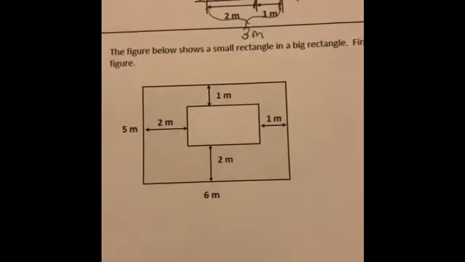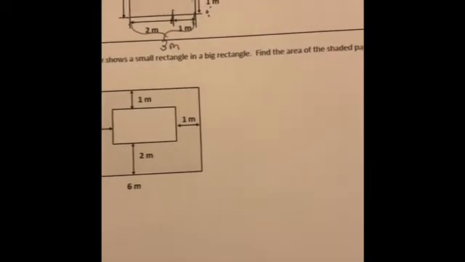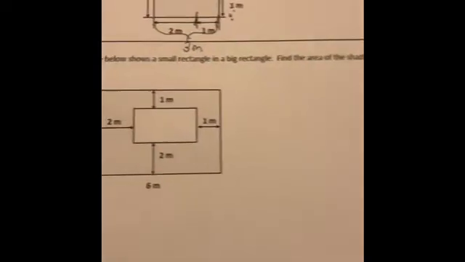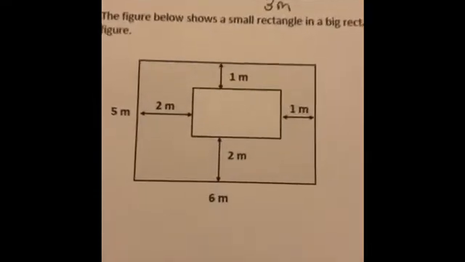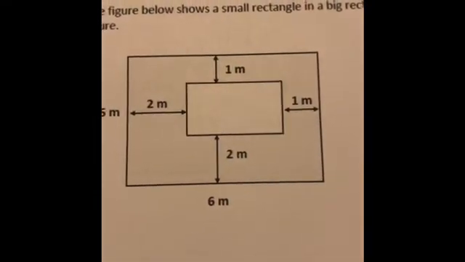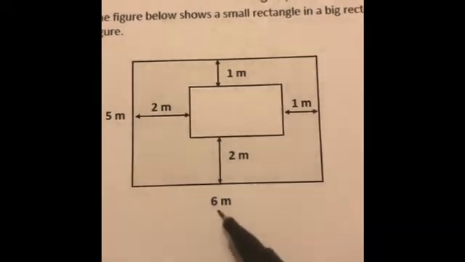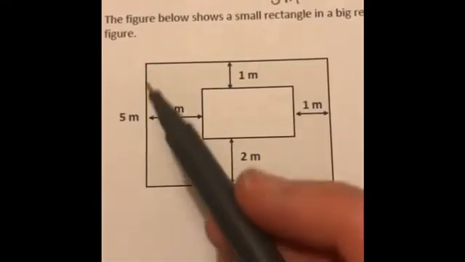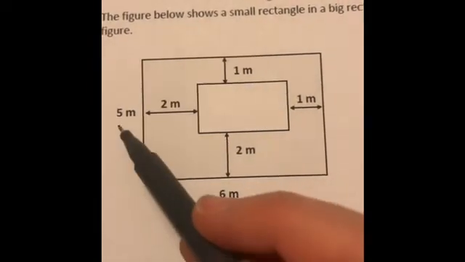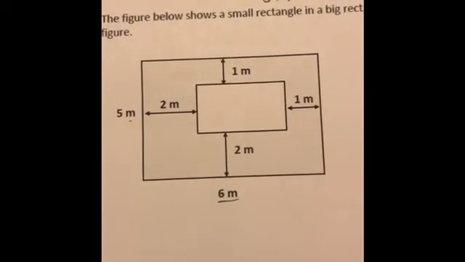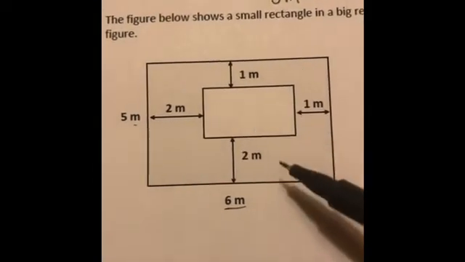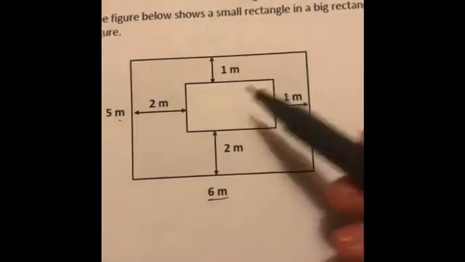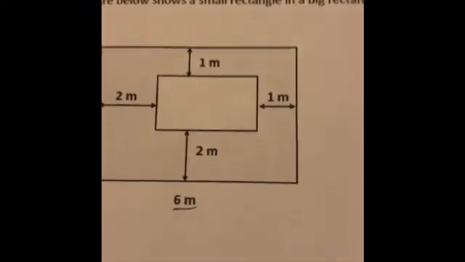Now, here the figure below shows a small rectangle inside a big rectangle. Find the area of the shaded part of the figure. So if we take a look here, we can easily find the area of the hole by measuring the length times the width, which we do have. Now what you have to do is find the area of this white part. How are you going to do that?